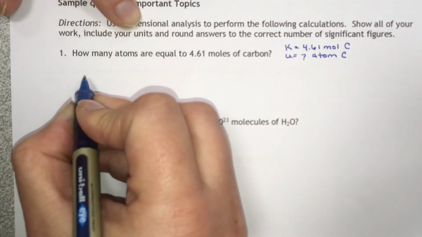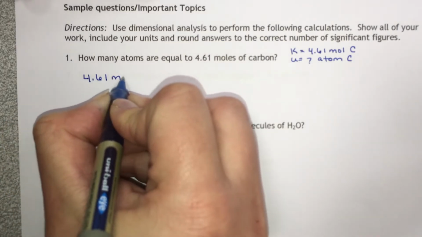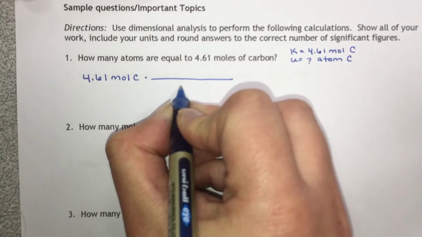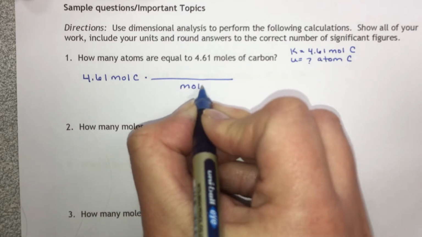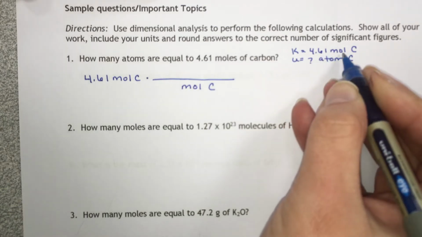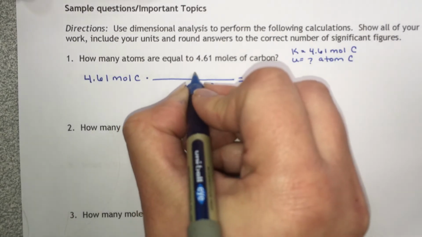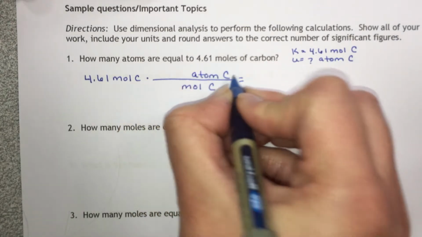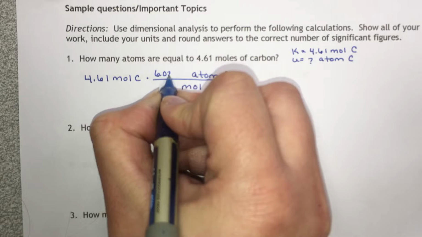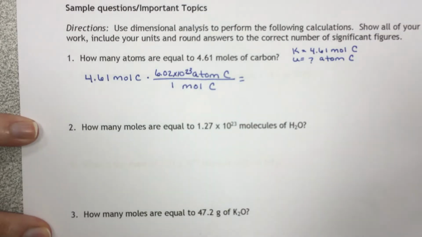Okay, so we always start with our known first. So our known is 4.61 moles of carbon. And we need to cancel out moles. So whatever's up here must go here. Moles of carbon. And then up here we are trying to get to atoms. Since we already have moles, it's not a two-step conversion, it's just a one-step conversion. So atoms of carbon. So for every 1 mole of carbon, the conversion is that there are 6.02 times 10 to the 23rd atoms of carbon. And then we just calculate it and we have our answer.